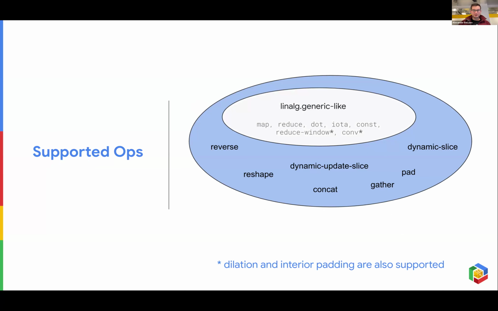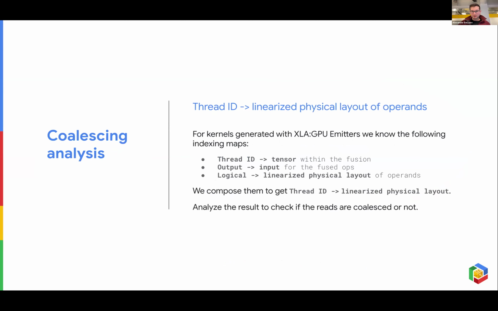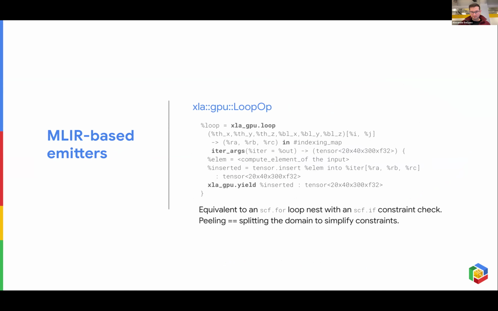So this superset is the ops that we compute the indexing map for. Linalg generic covers all of the MapReduce-like operations, and we can cover a bit more. Because Linalg generic in the end is just a loop nest with indexing maps. When we take a look at XLA GPU loop, it's very similar. It uses indexing map, but it's much more flexible, because you can define crazy domains with some weird constraints, and it will still work.